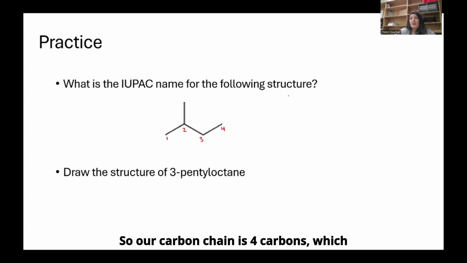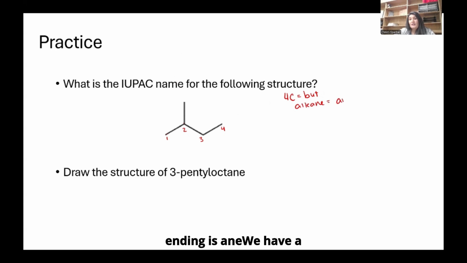So our carbon chain is 4 carbons, which is but-, our prefix. It's an alkane, which means the ending is -ane. We have a substituent on carbon 2. So carbon 2 has a substituent. It has a 1 carbon substituent. 1 carbon is meth. It's a substituent, so -yl means substituent.